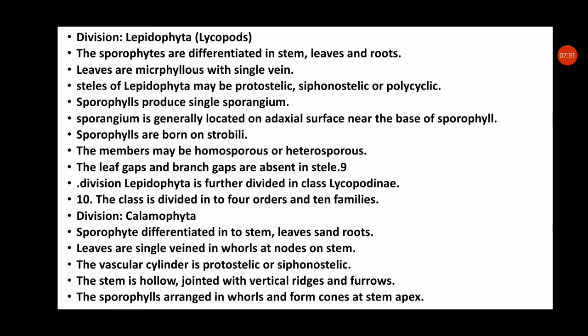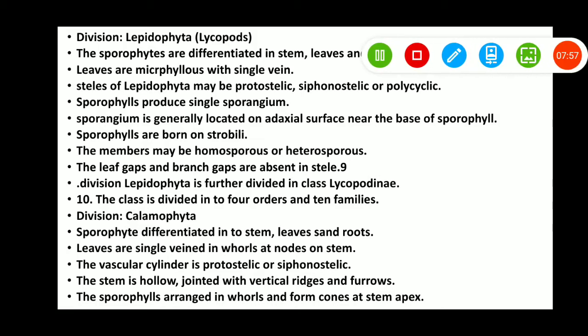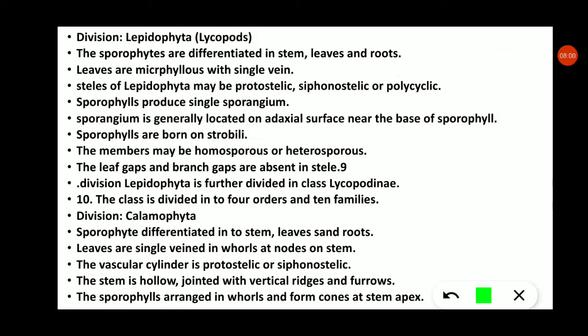The sporophylls are arranged in whorls and form the cone at the stem apex. This sporophyll contains sporangia, that is microsporangia and megasporangia. Inside the microsporangia, they consist of microspores. Inside the megasporangia, they consist of the megaspores. And these are the sporophyll structures, and the sporophylls are arranged in whorls.